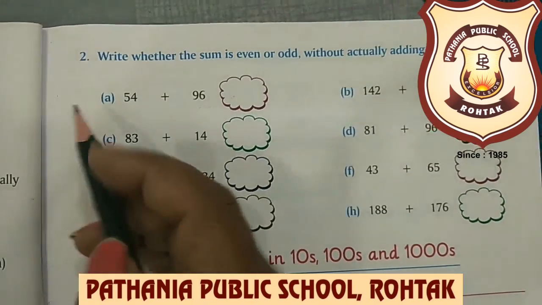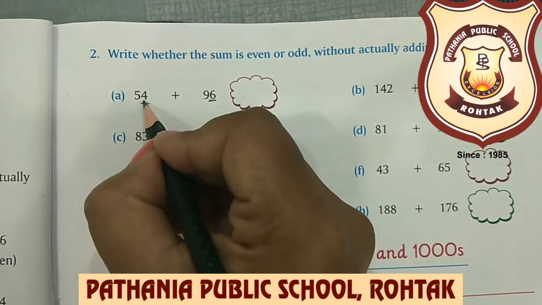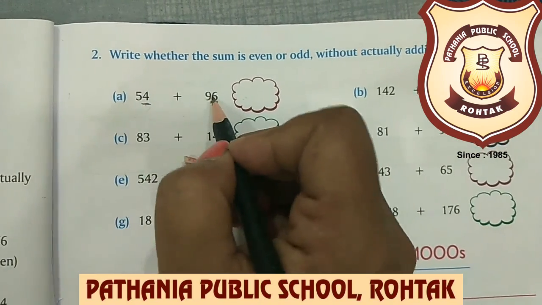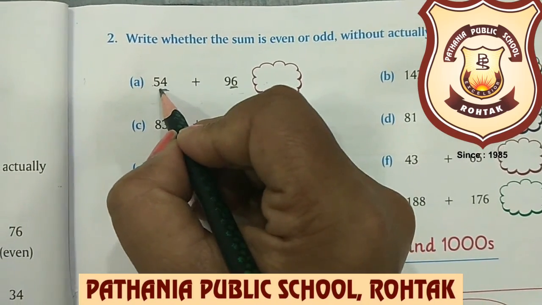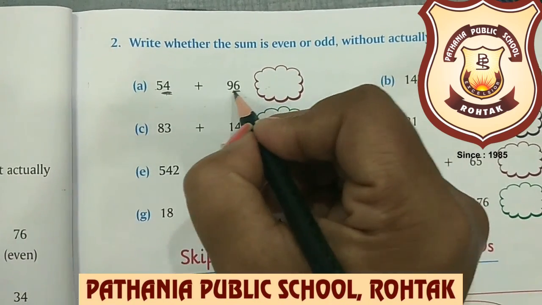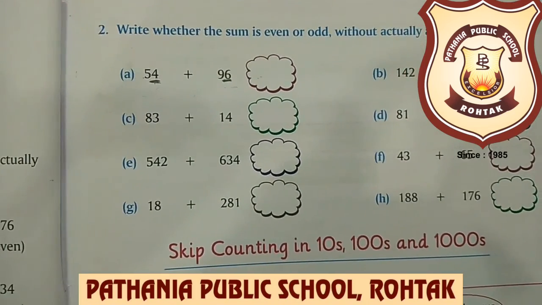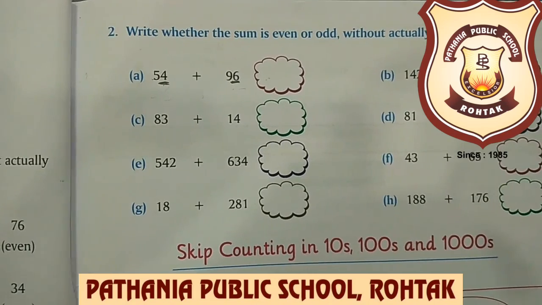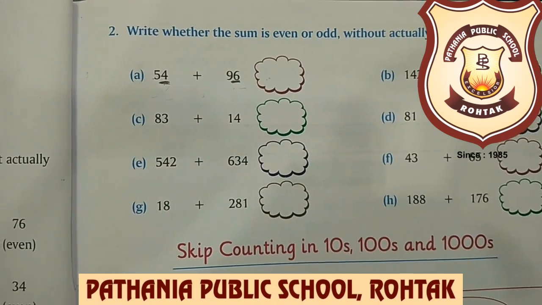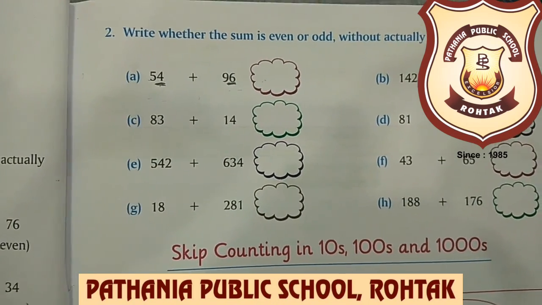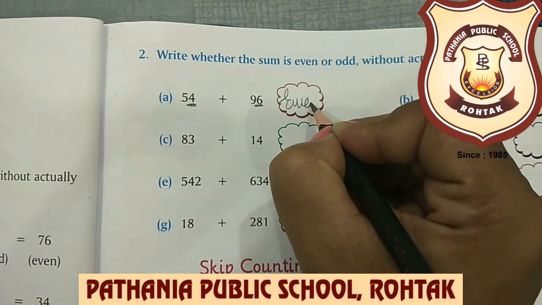Now we know that for finding even and odd we need to look at the ones place digit only. So here also we will not add both the numbers, we will just add their ones place digit. Now in 54 the ones place digit is 4, and in 96 the ones place digit is 6. Now we will add 6 and 4. 6 and 4 equals 10, and in 10 the ones place digit is 0. Now check, is 0 an odd digit or an even digit? Yes, it is an even digit, so the answer will be even.